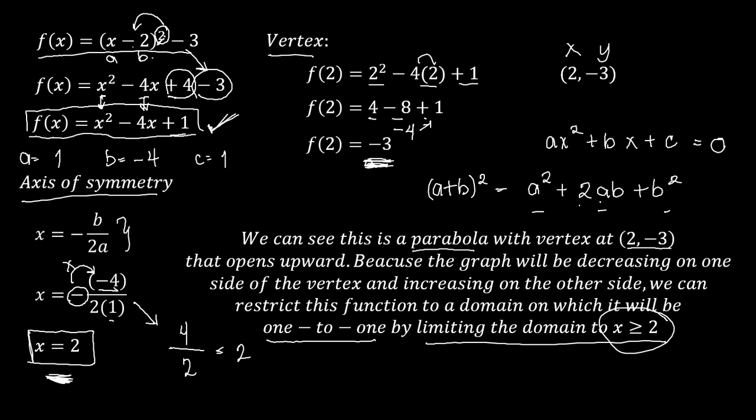2. Kung ano po yung value ng x na nakuha natin, and that is the axis of symmetry, that will be the value, okay, of the x. Okay, starting value ng x natin for the domain. Okay, ng restriction po natin. Okay, so we will be using all positive numbers that is greater than or equal kay positive 2.